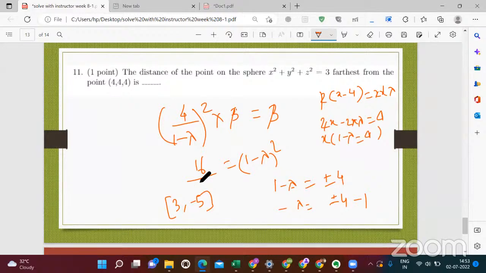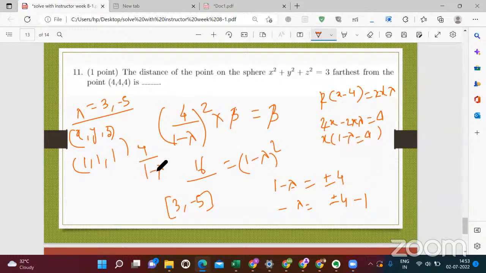Then according to lambda equals minus 3 or 5, you'll get the values x, y, z. What values will you get? Like 4 by 1 minus lambda. So one value you'll get is 1, 1, 1, because 4 upon 1 minus lambda is what you're writing, right? So 4 upon 1 minus minus 3. Yeah, I think it is minus 3.